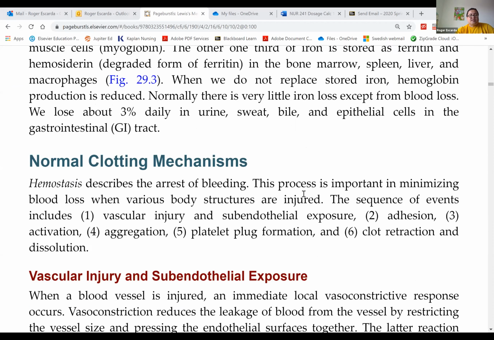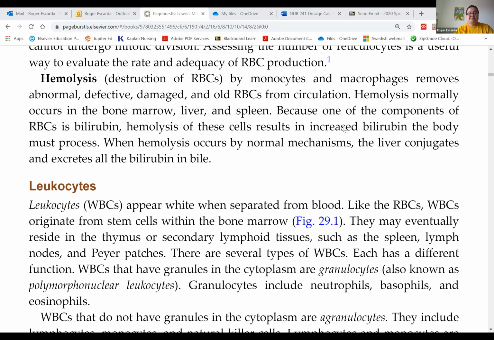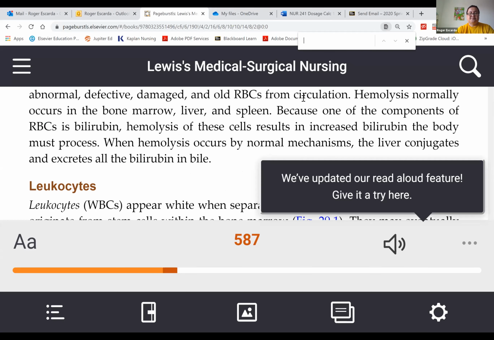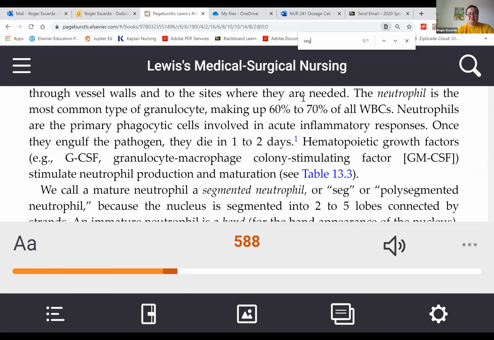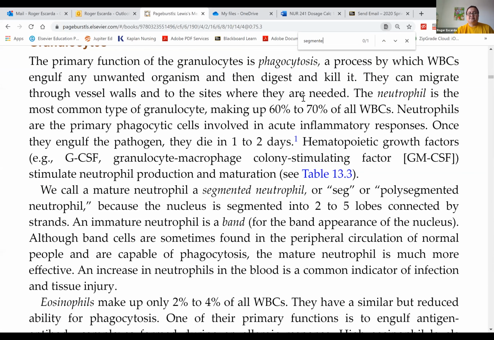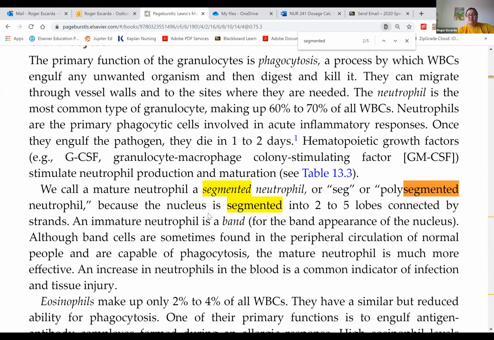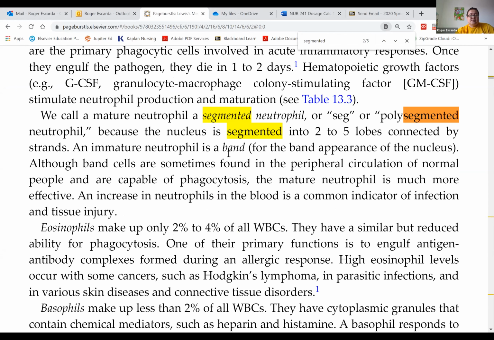I want to show you the neutrophils. Okay, here. Neutrophils can either be segmented, which are mature, or they can be bands, which are immature neutrophils.